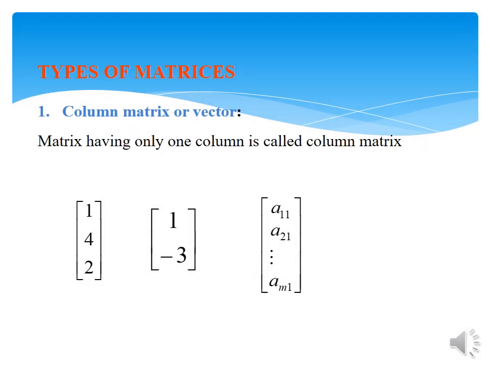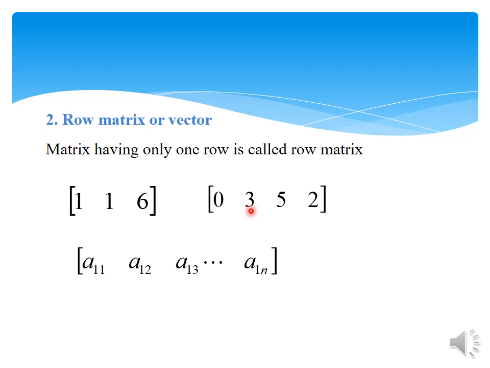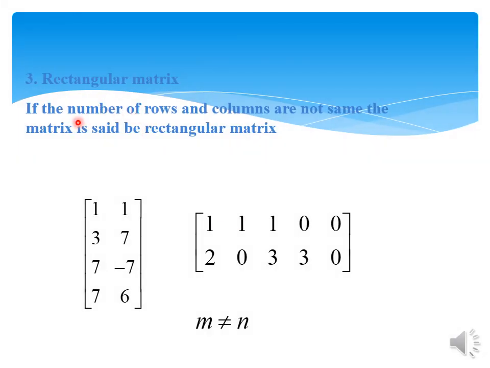Now students, we discuss the types of matrix. Number one is the column matrix. A matrix having only one column is simply called a column matrix. Here are examples, and in the last is the general form of a column matrix. Now students, second is the row matrix. What is a row matrix? A matrix having only one row is called a row matrix. Here are some examples of a row matrix, and in the last is the general form of a row matrix.